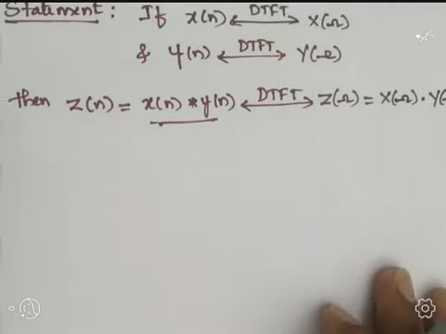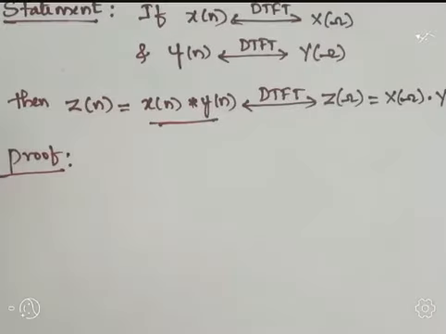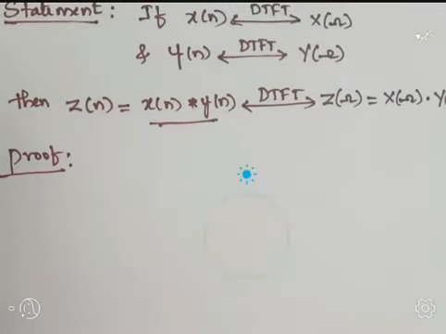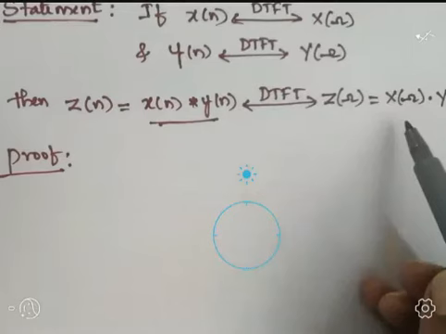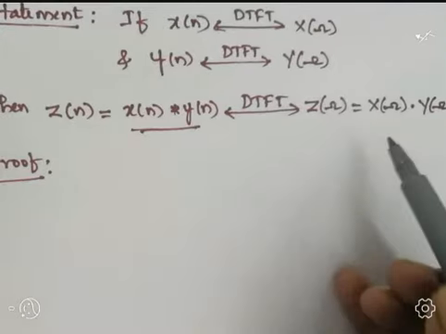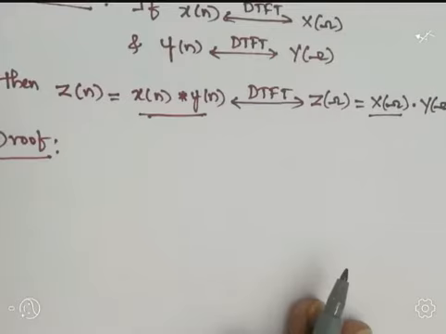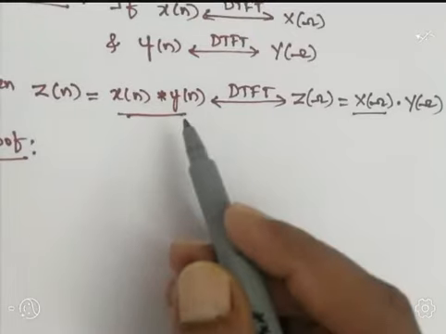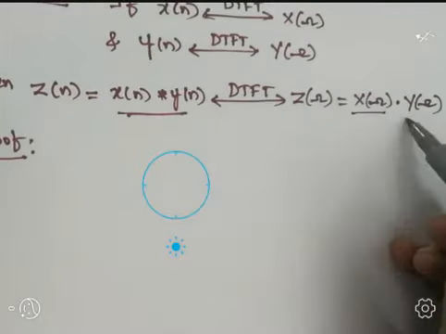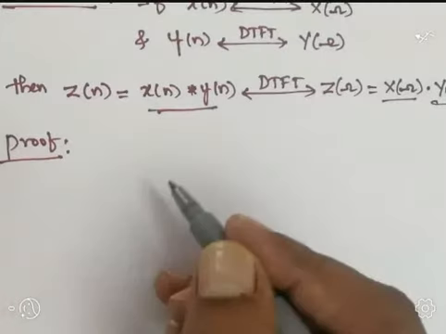Let's prove this statement. Very simple. The meaning of this statement is that convolution of two sequences in time domain is equivalent to multiplication of their spectrums. X of omega is a spectrum of x of n, and Y of omega is a spectrum of y of n. So we can say that convolution of two time domain sequences is equivalent to multiplication of their spectrums. Let's go and prove this property.